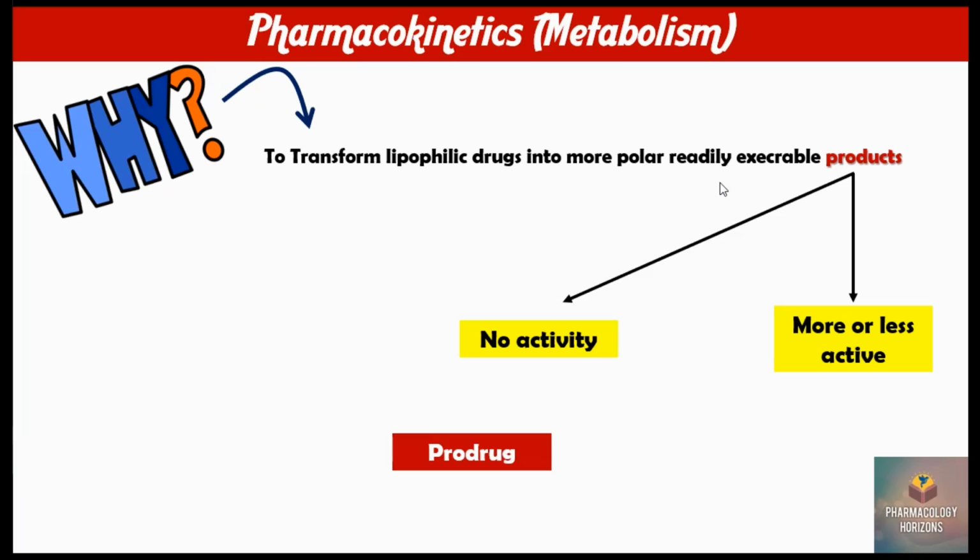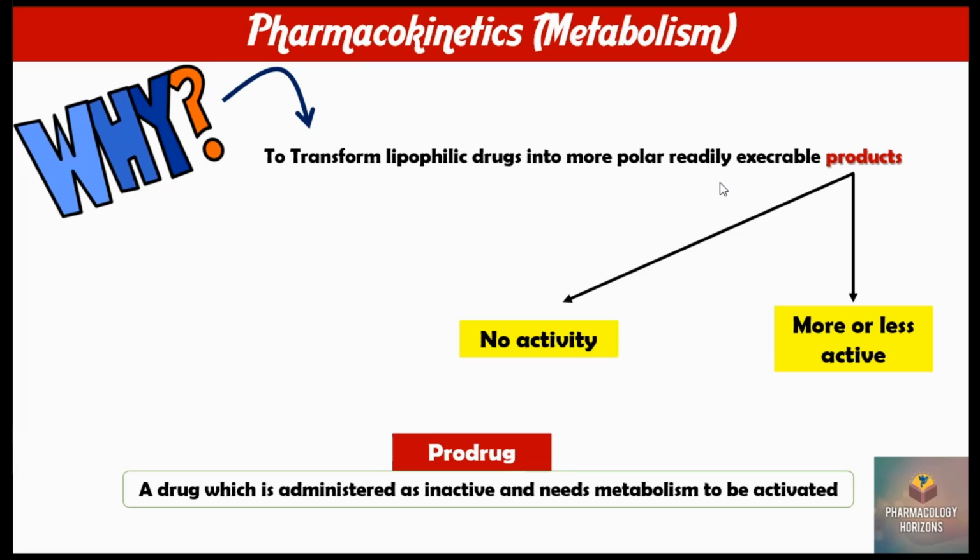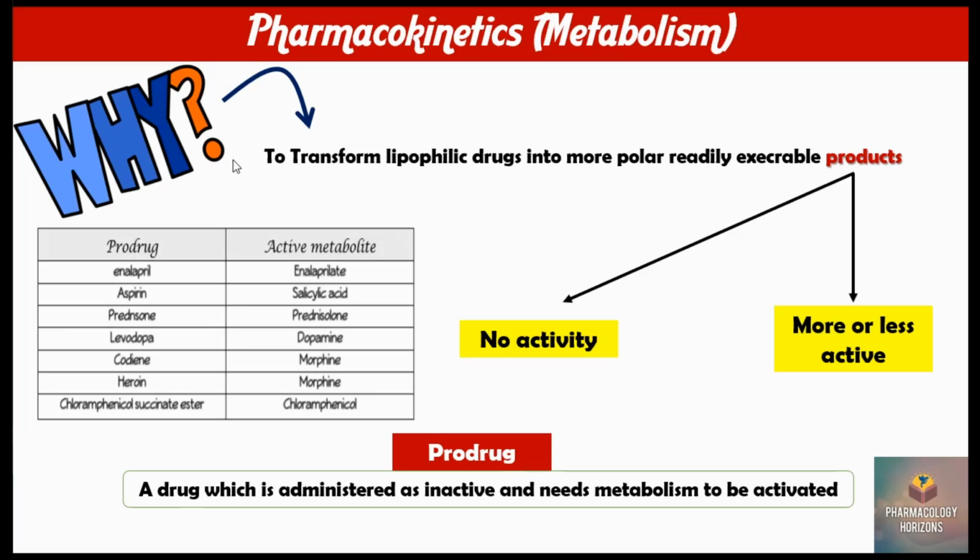Some drugs are given inactive and converted by metabolism into active drugs, and such drugs are called prodrugs. For example, we have a drug like aspirin. It's inactive when administered, and when subjected to metabolism, it's converted to salicylic acid, which is the active metabolite, or the active form of aspirin. Levodopa has the active metabolite dopamine, and likewise heroin, codeine, morphine, and so on.